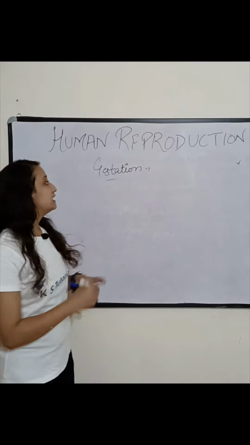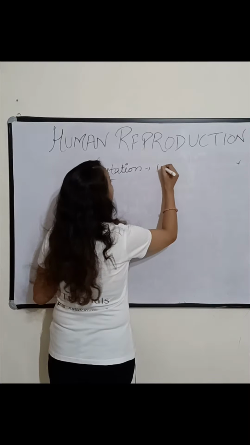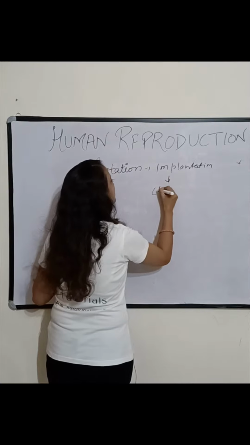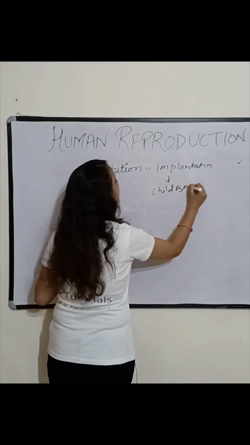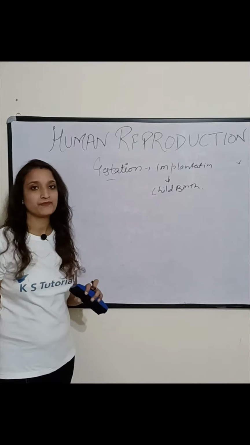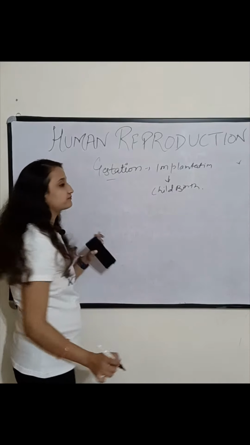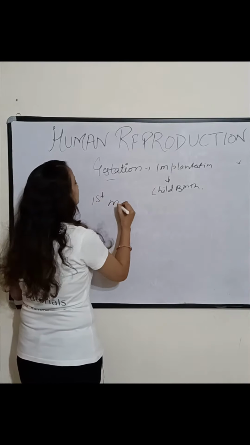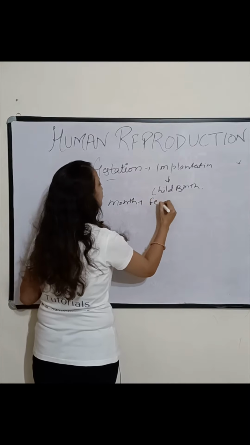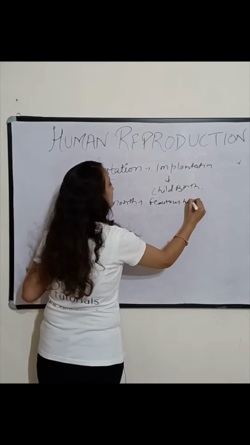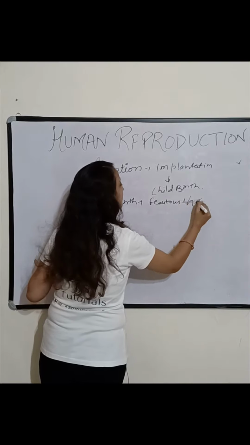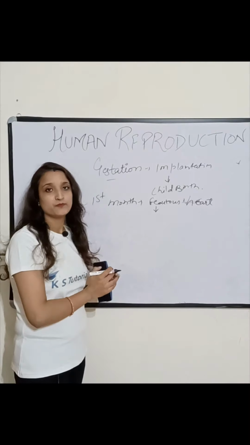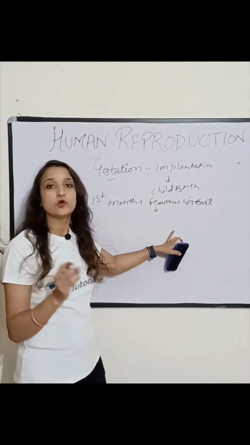The period from implantation to childbirth is known as the gestation period. Got it? Now what happens? The fetal heart is formed after the first month of pregnancy. It can be heard by a stethoscope. This is the first sign of a growing fetus.